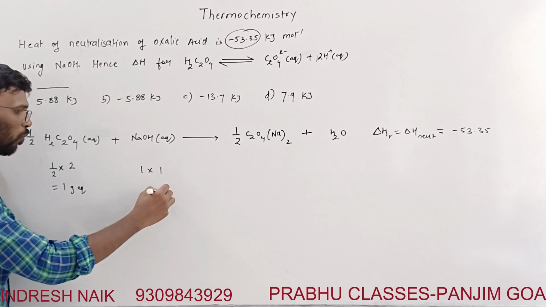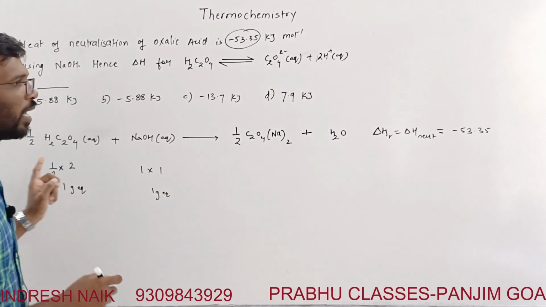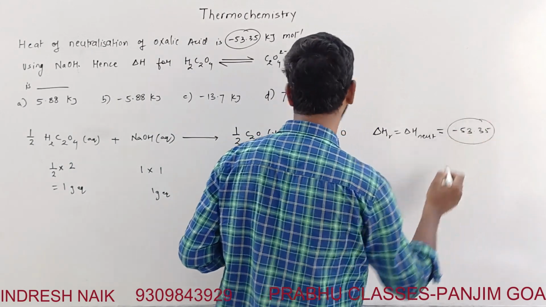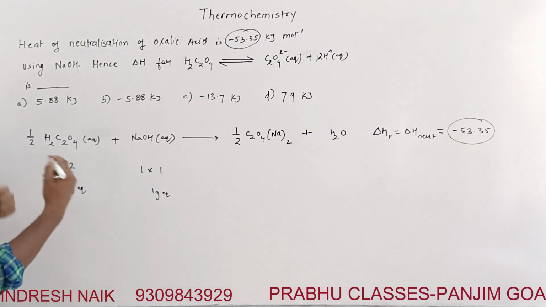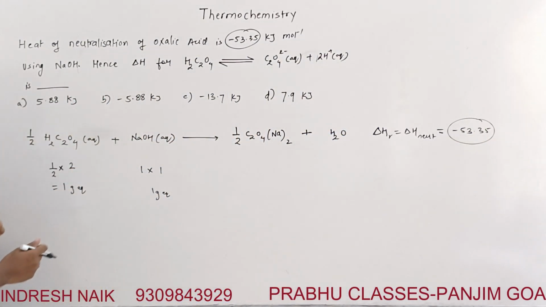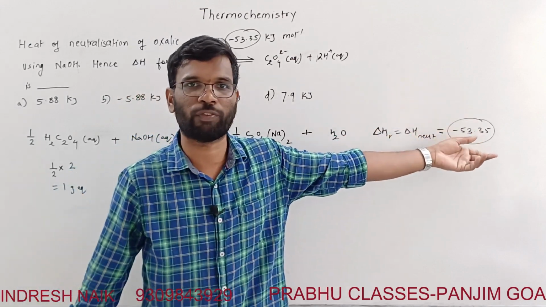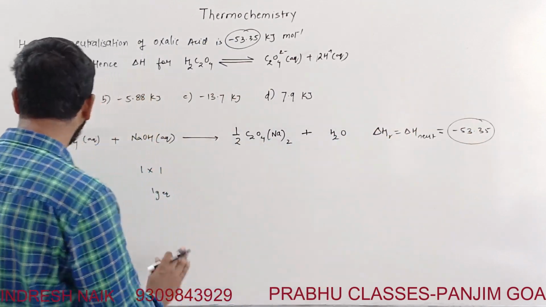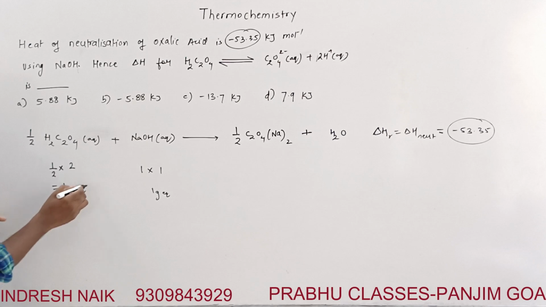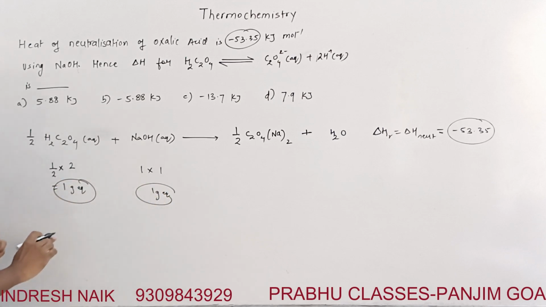So both are 1 gram equivalent. Since 1 gram equivalent, this is equal to 2. But if I balance this, if I make this 2 gram equivalent, I multiply 2 and 2 over here. So enthalpy of neutralization over here will be 2 into minus 53.35. That is the whole purpose. Just make a note: this is 1 gram equivalent and this is 1 gram equivalent.